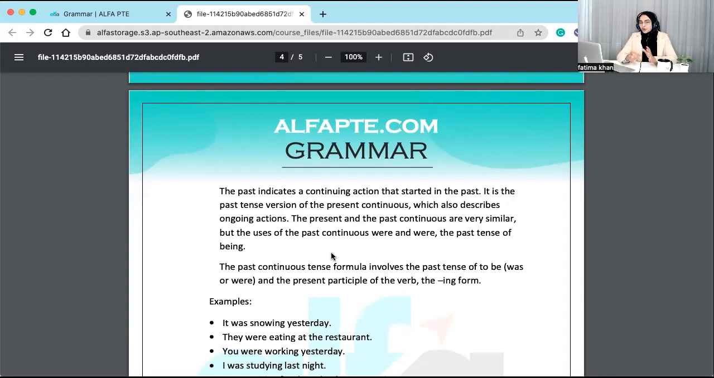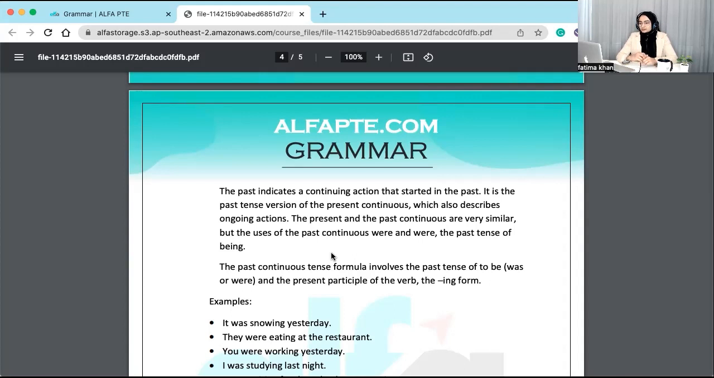Okay, the formula is a little different. The past continuous formula involves to be, was or were, and the present participle, the ing form. Okay, so it was snowing yesterday. So it was a continuous thing. It was snowing yesterday, last week. My son was crying in his sleep last night. So it was a continuous action, but it was last night. So it was past, but continuous.